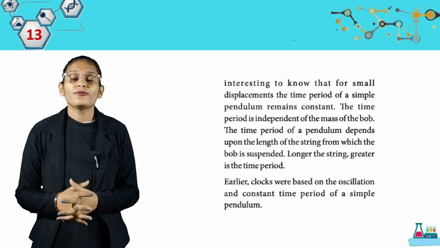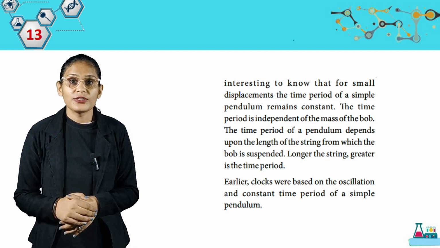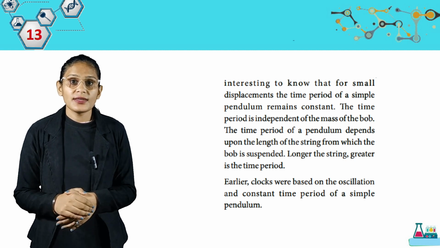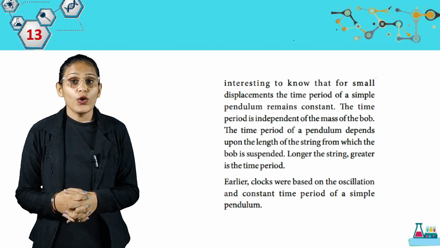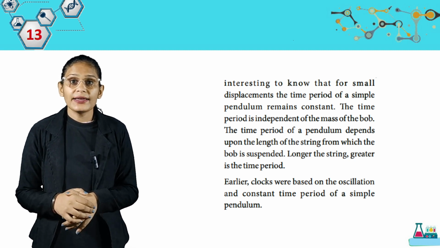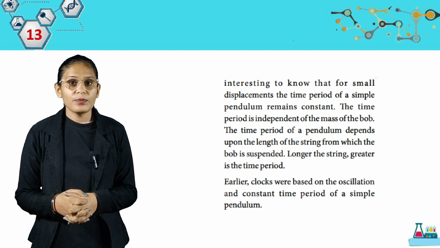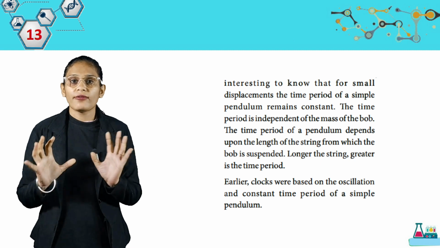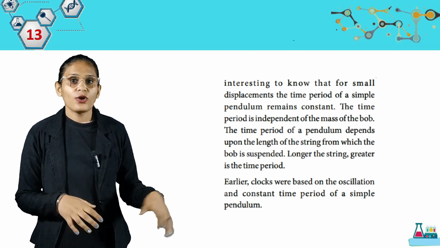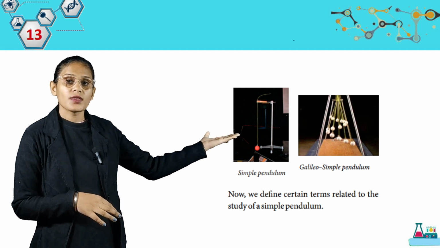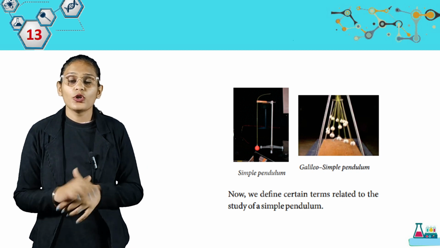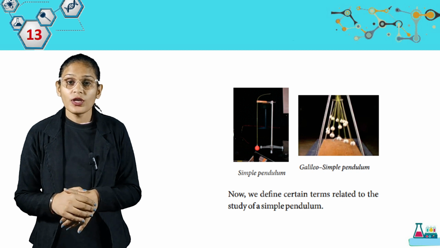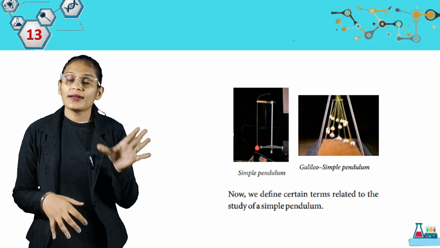It is interesting to know that for small displacements, the time period of a simple pendulum remains constant. The time period is independent of the mass of the bob. The time period of a pendulum depends upon the length of the string from which the bob is suspended. Longer the string, greater is the time period. Earlier clocks were based on the oscillation and constant time period of a simple pendulum. So students, I think everyone knows about the simple pendulum. You must have all seen a simple pendulum. Look at this picture. We have simple pendulum, Galileo simple pendulum. When a simple pendulum completes one round, that is an oscillation, and the motion it performs is oscillatory motion.